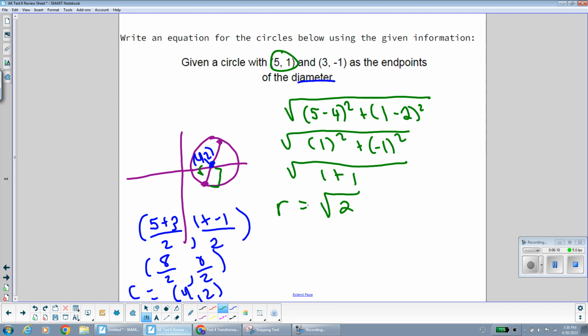So now that we have our center and our radius, we can write the equation of the circle. The equation is x minus the x coordinate of the center, which is 4, squared, plus y minus the y coordinate of the center of the circle, which is 2, squared, equals the radius squared. Radical 2 squared is just 2. A radical times itself is just the number underneath the radical. So you can also just write this as 2. So I'm going to rewrite this simpler. Radical 2 squared is just 2.